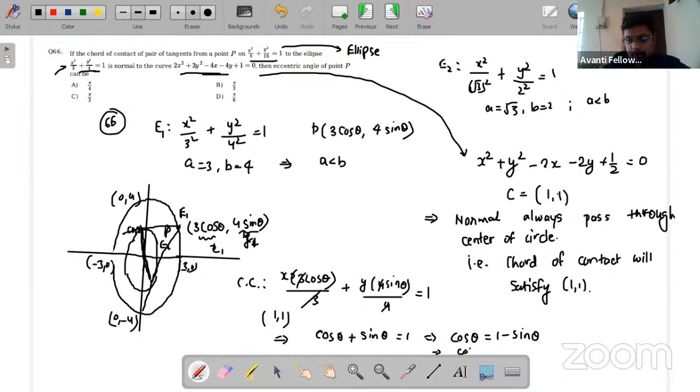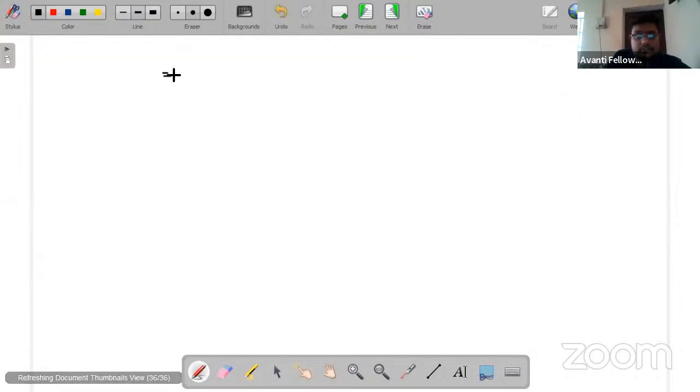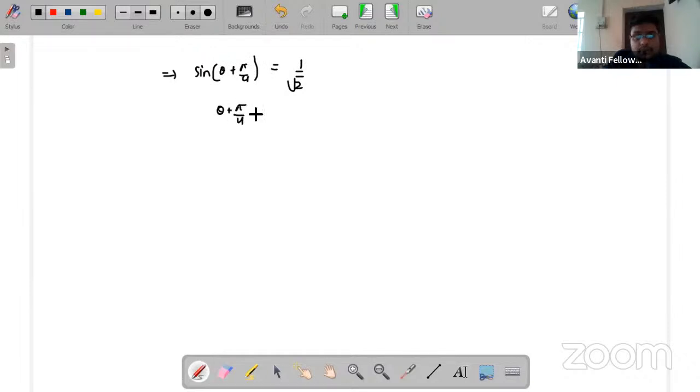So we'll be getting cos square theta. Okay, instead of that we can write this in the a sin theta plus b cos theta form. So we can write root over a square plus b square sin of theta plus pi by 4 is equal to 1. Okay, so here we'll be getting sin of theta plus pi by 4 is equal to 1 by root 2.